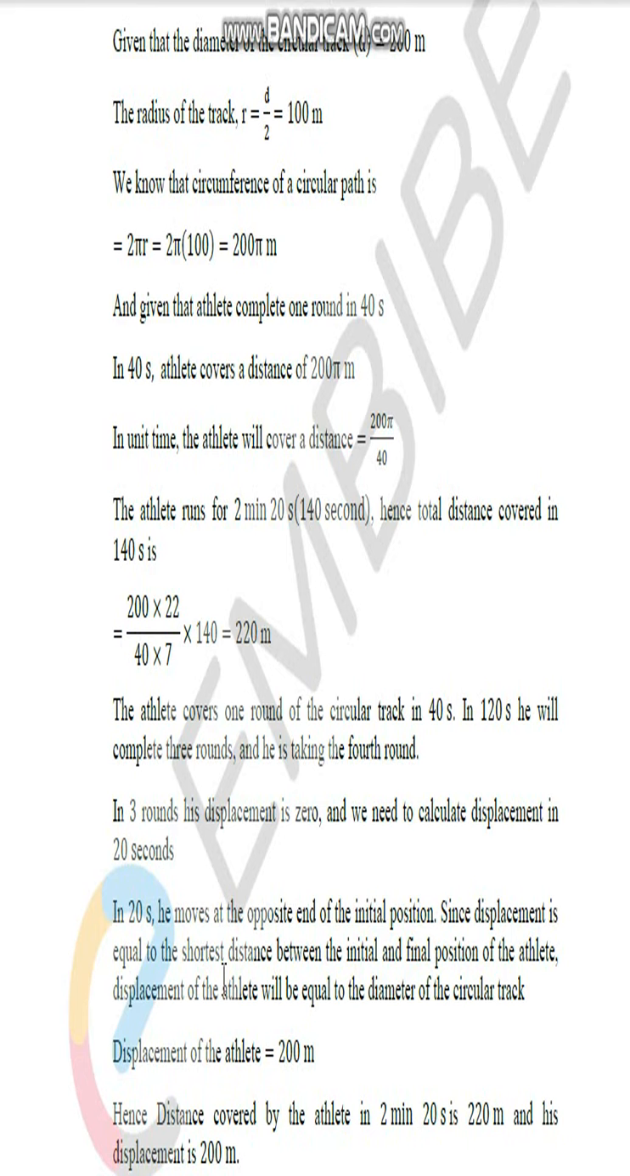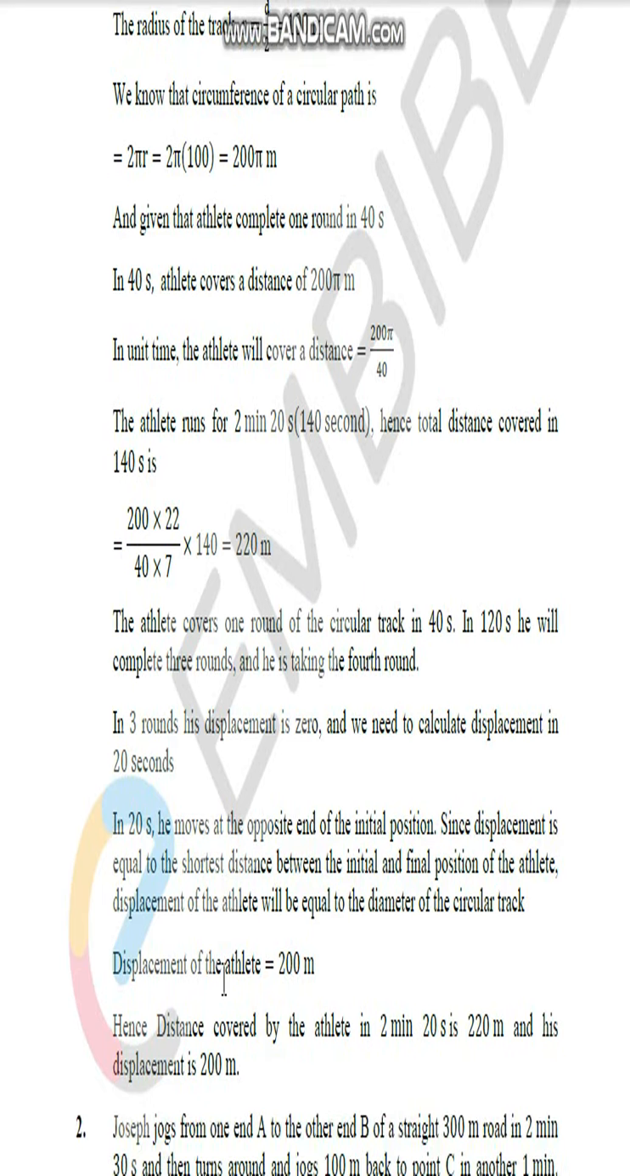For that 20 seconds I have to calculate displacement also. The athlete takes 3 rounds and 20 seconds. For 3 rounds the displacement will be 0, but for 20 seconds what will be the displacement? Displacement is the shortest distance between the initial and the final position. So the displacement will be equal to the diameter of the circular track, and we know the diameter of the circular track is 200 meters.